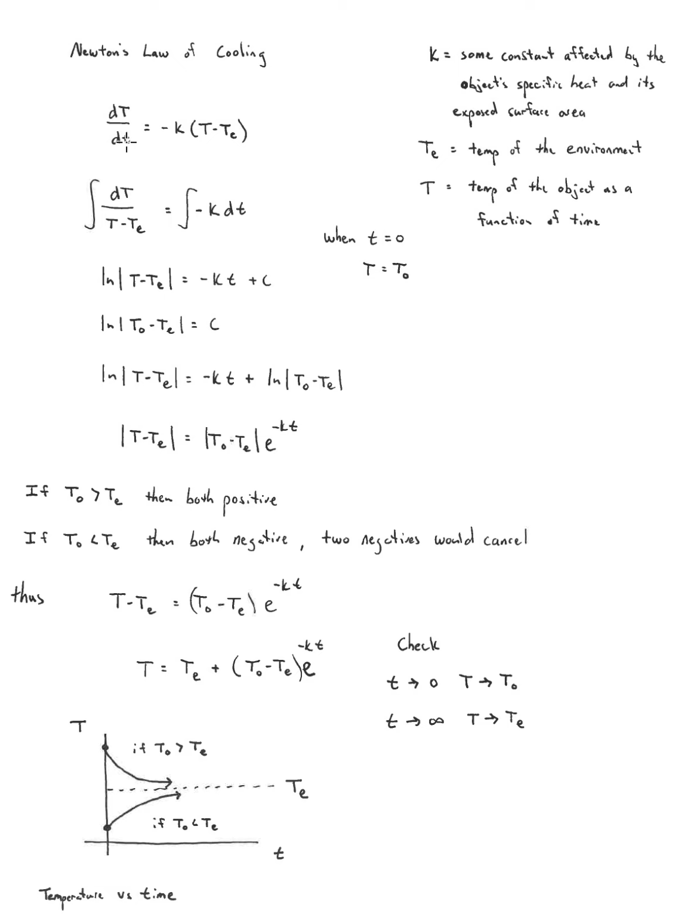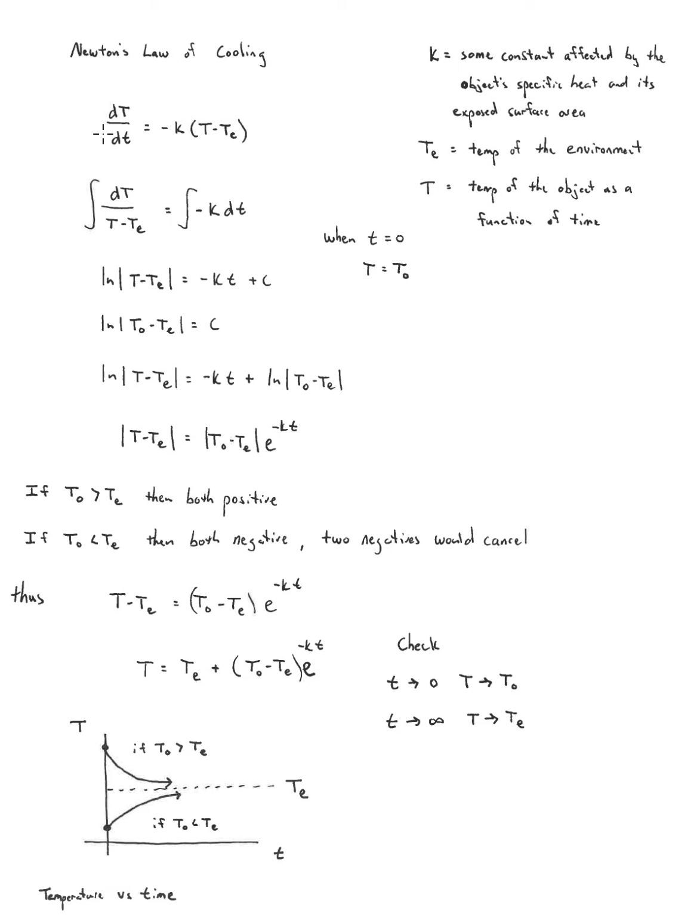Okay, and then what's this K? Well, K is some constant affected by the object's specific heat and its exposed surface area. So different things are going to cool at a different rate based on basically the chemistry of that object, and then of course the exposed surface area. So whether it's insulated or not, how much of the surface is touching, things like that.